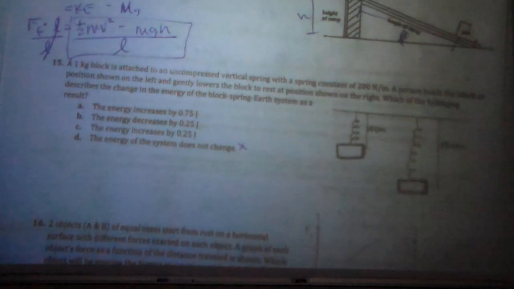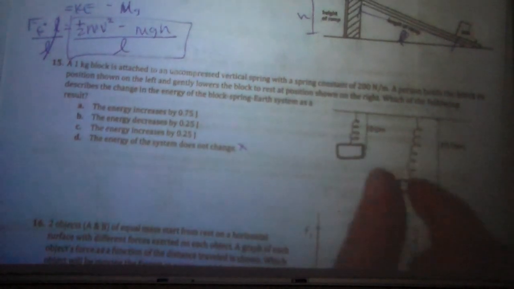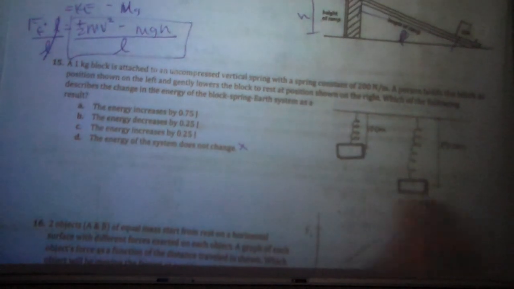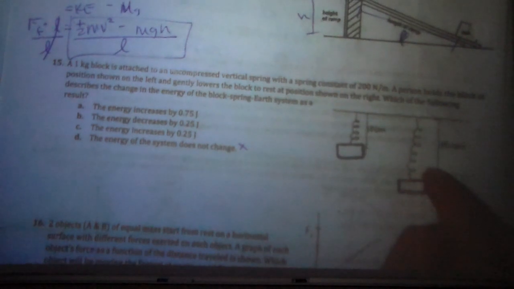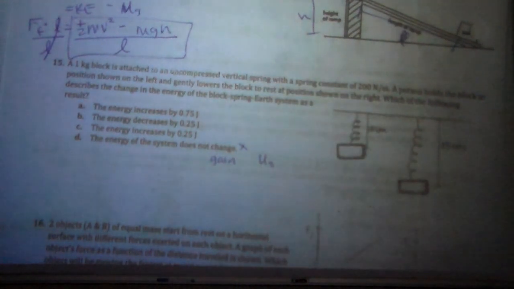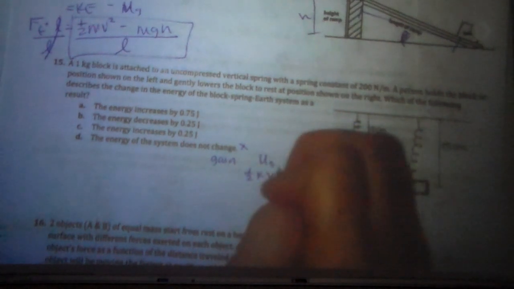Now I want to find the actual change in energy, so I have to think about it's gently lowering to rest, so I'm not worried about kinetic at all, that's not changing. But I do have an uncompressed spring, and now I have a stretched spring, so I'm going to gain U_s, spring energy. That's going to be 1/2 kx squared.